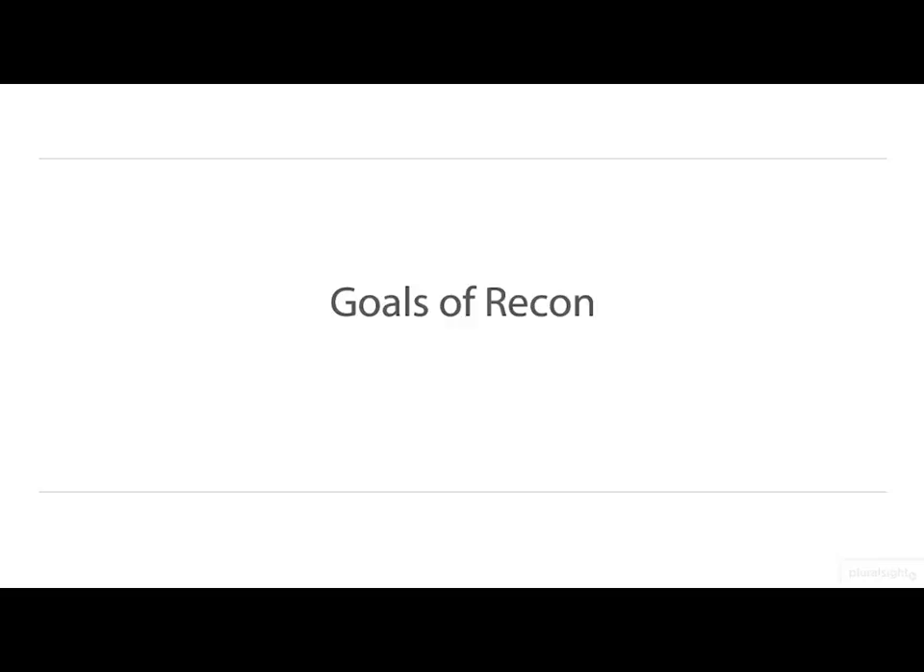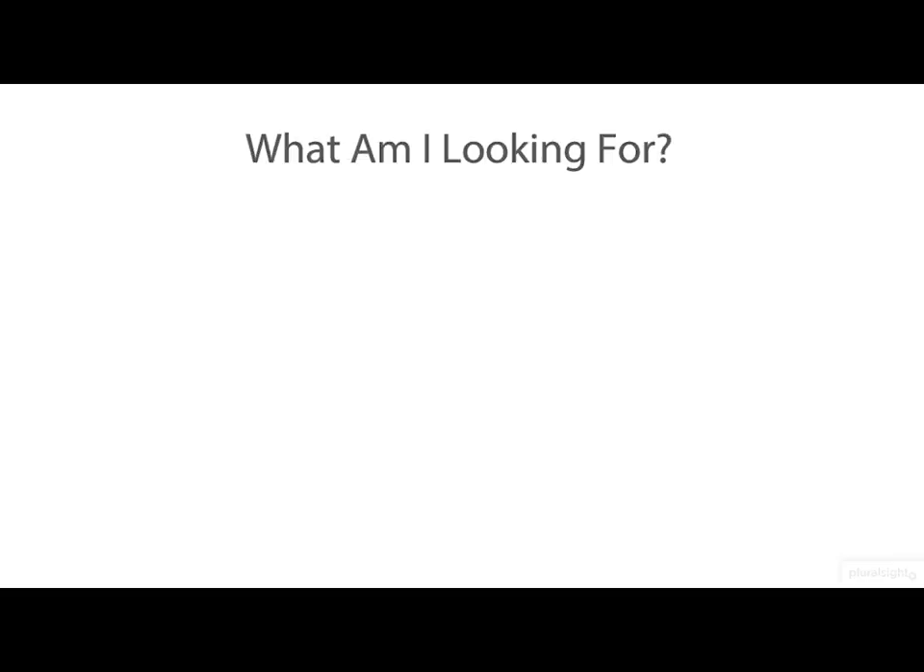Okay, so now the goals of reconnaissance. What is it we're trying to get out of this phase? Well, there is a huge list. First of all, we're going to go through and look for the type of information that is going to be extremely beneficial for us. And that can be typically divided into a couple of different categories. The first area that I want to find information about is going to be under our network information.